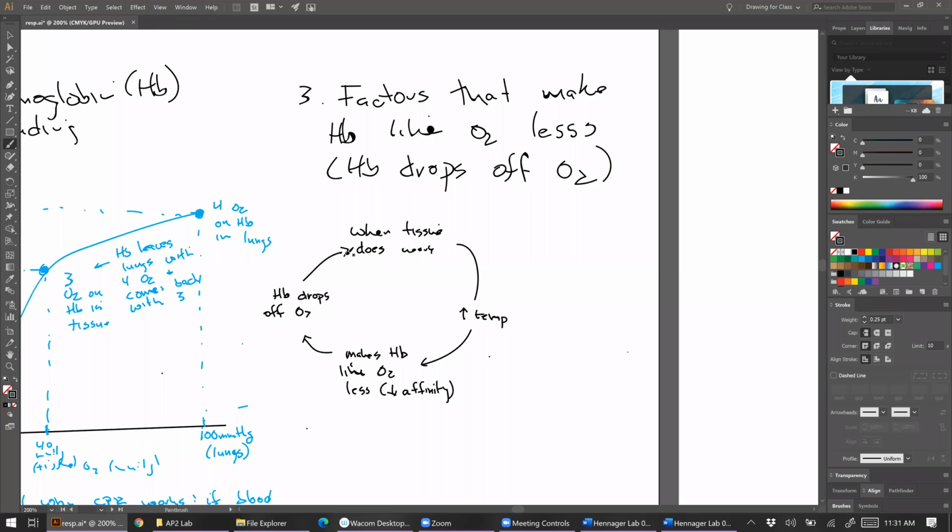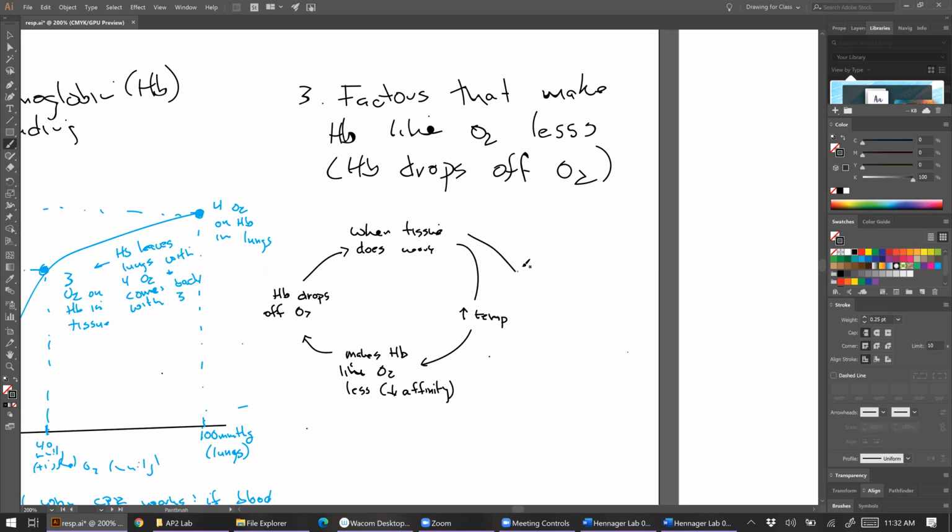Tissue that's doing work. And so if you're in a gym and you're working your biceps, or of course if she's playing volleyball and she's jumping a lot, then her legs are going to use a lot of ATP. As blood goes through there, it's warmer because she's been burning ATP. The hemoglobin's going to like oxygen less. So the hemoglobin's going to deliver the oxygen to where it's needed.